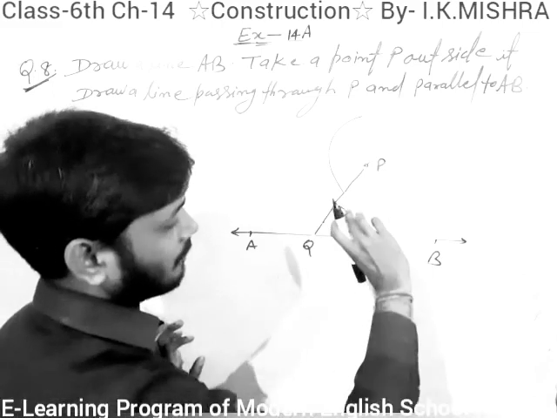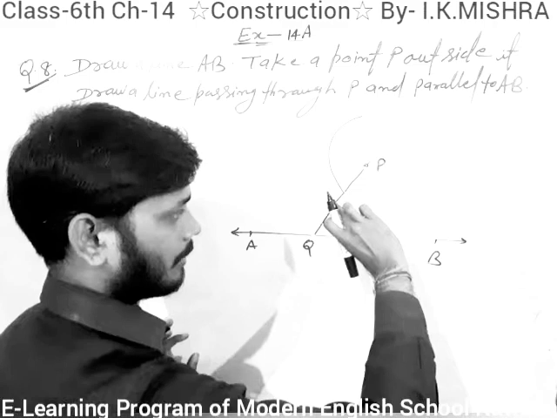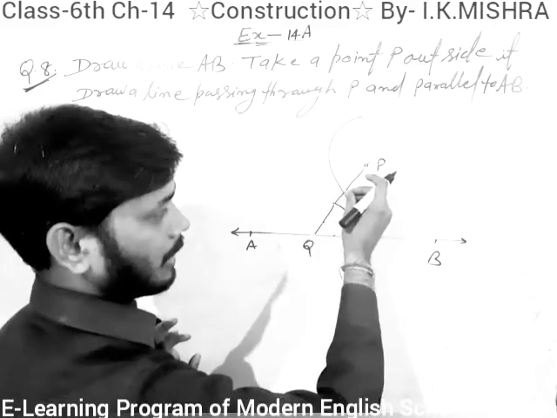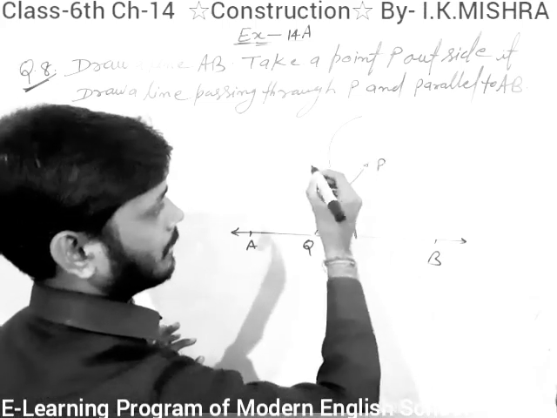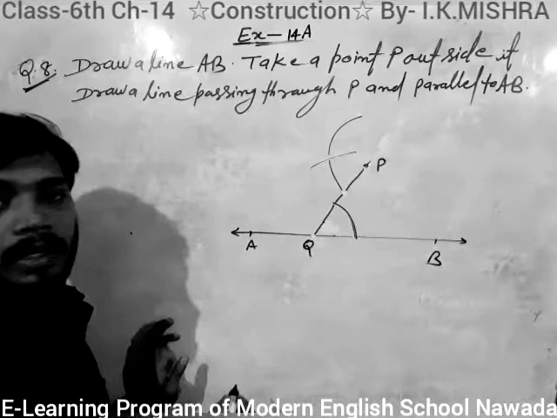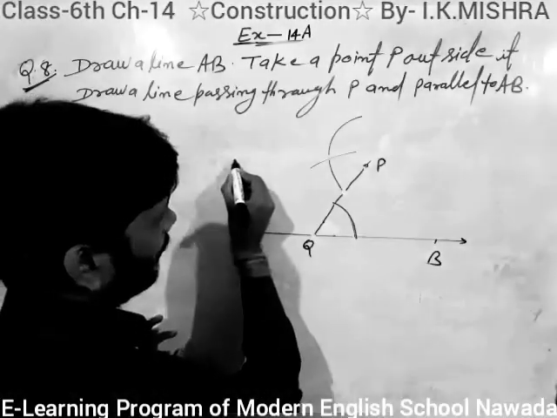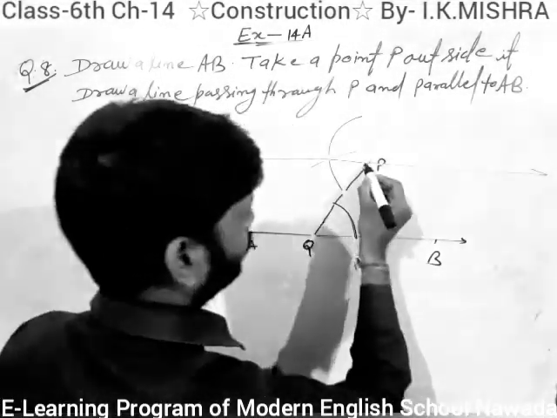And measure the length using the compass. Measure the length of this arc, put the compass here, fix it and cut the reverse arc at this point. Friends, draw a line passing through this intersecting point at P.